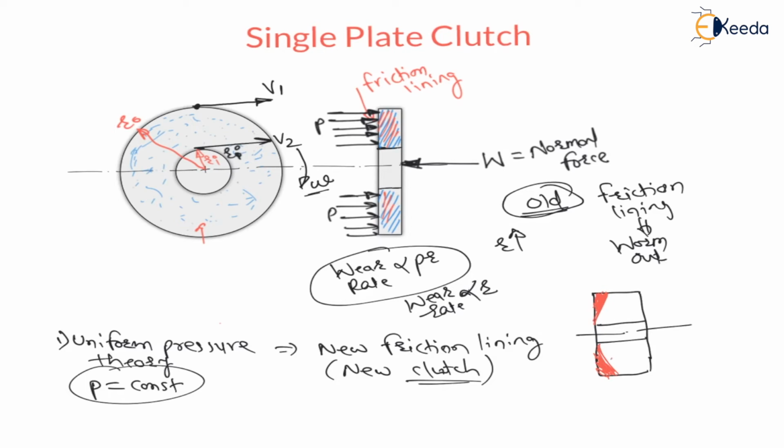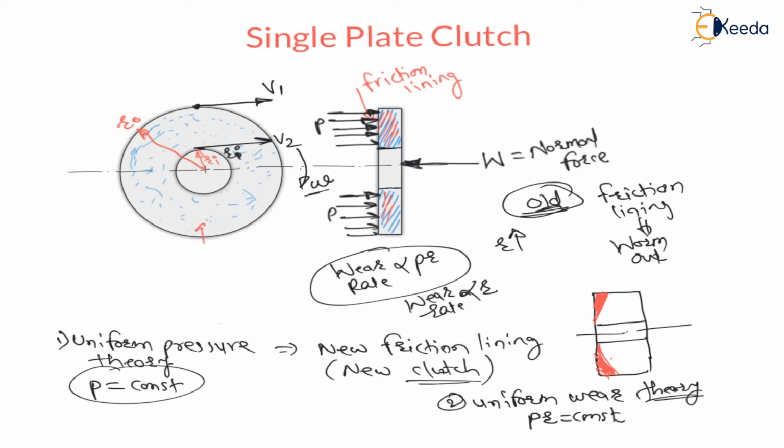And because of this, on the outer surface, pressure decreases. As it is wearing out, on the outer surface pressure decreases, on the inner surface pressure becomes maximum, right? Therefore, for old clutches, the uniform wear theory is used. That is, the second theory is the uniform wear theory, and this theory is used for the second type of clutches, the old clutches. As per this theory, pressure into radius, this product is constant.